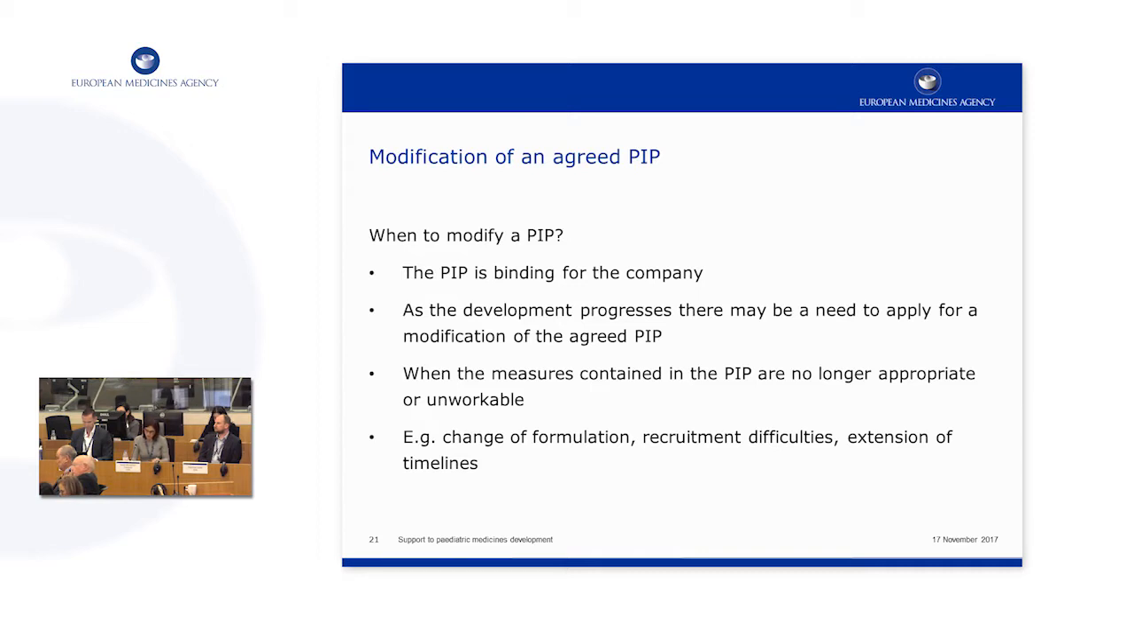As we've seen before, modification of the PIP may be necessary as the development progresses. This is the case when the measures contained in the PIP are no longer appropriate or unworkable. Some examples of this situation are when there is a change of formulation, or for instance, when the applicant is encountering recruitment difficulties, so the study population agreed with the PDCO is no longer feasible, and also when there is a need to extend the timelines. These are typical examples of situations where a modification is necessary.